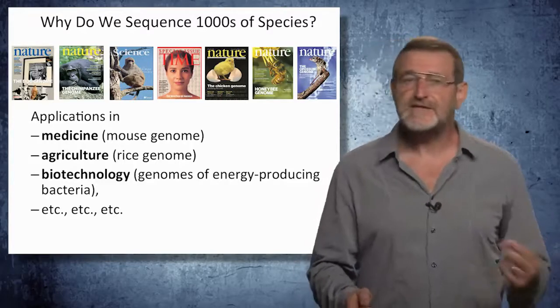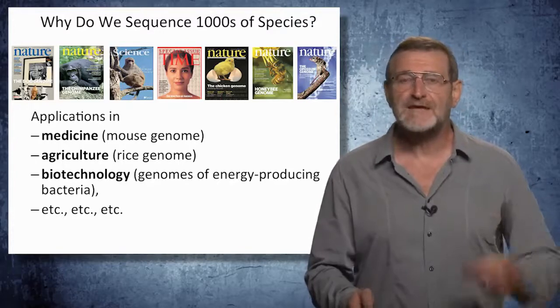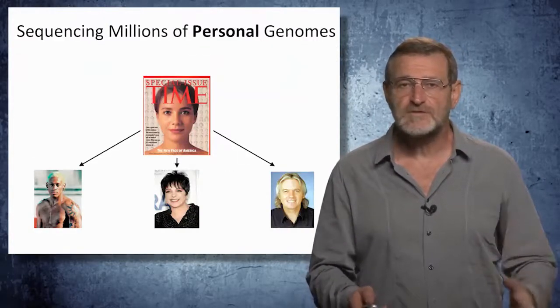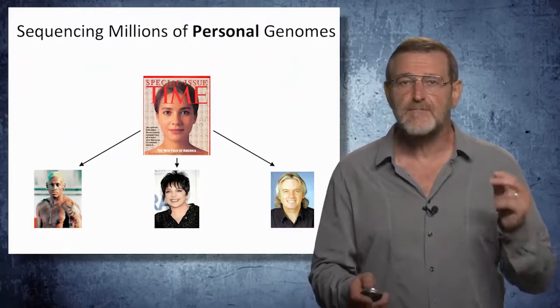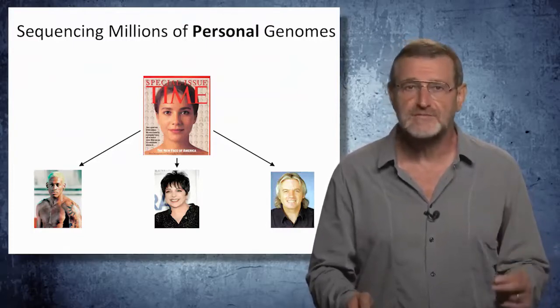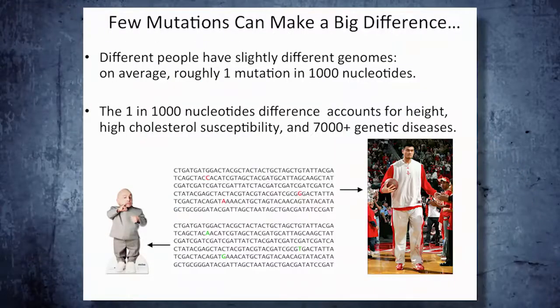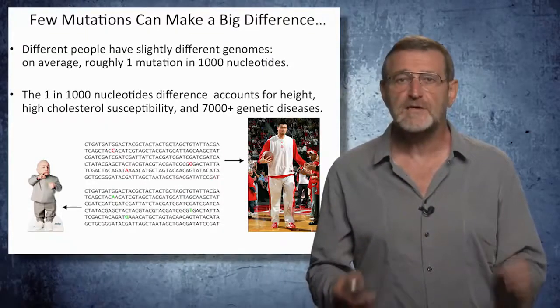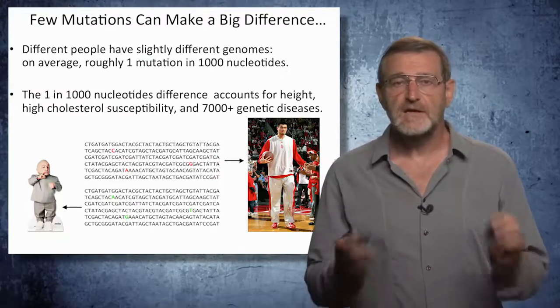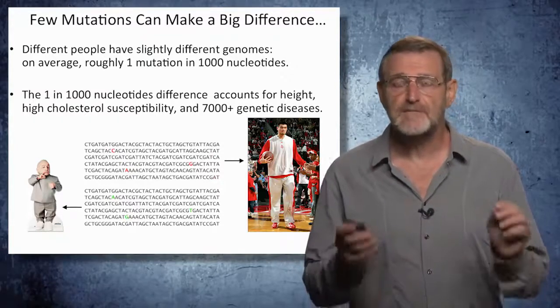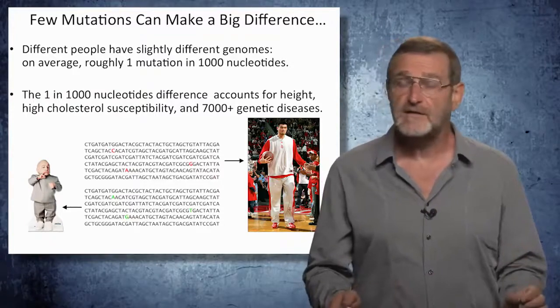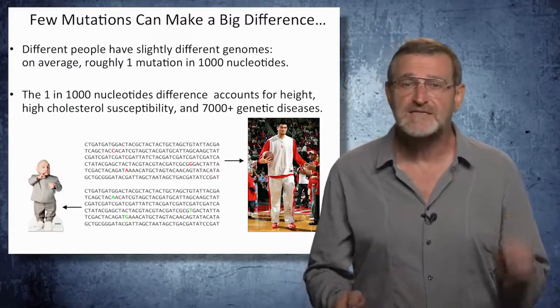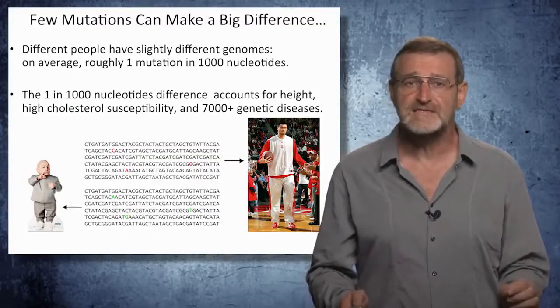But recently, in addition to sequencing of many species, there is also a large effort on sequencing millions of personal genomes. The things that make us different are mutations. However, there are surprisingly few mutations that distinguish my genome from your genome, roughly 1 mutation per 1,000 nucleotides. However, these mutations make a big difference. They account for height, or they account for more than 7,000 known genetic diseases.